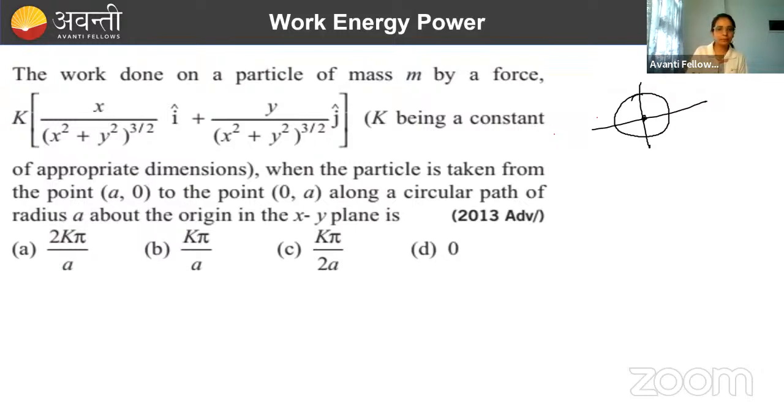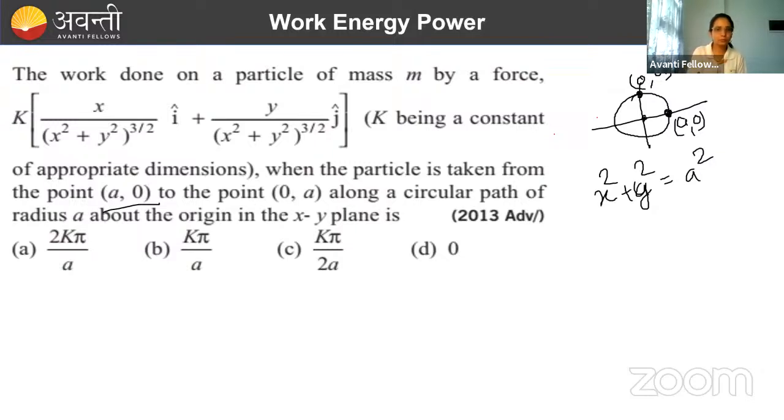So what is given here? You are taking that particle from point A0. A0 will be here. From A0 to where? 0, A. This is done, along a circular path of radius A. So first of all, let us write the equation of this trajectory. What will be the equation of the circle here? x square plus y square equal to A square. Done. That we can write here, right?